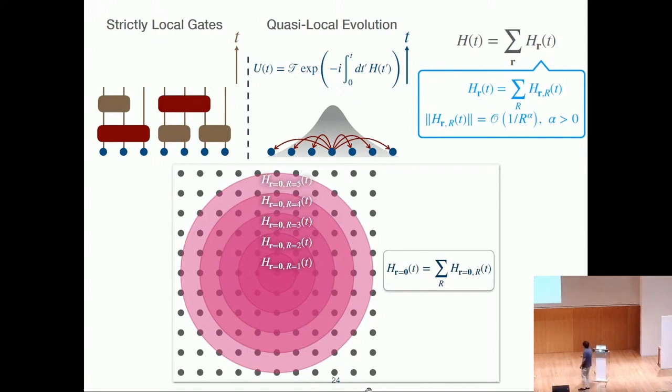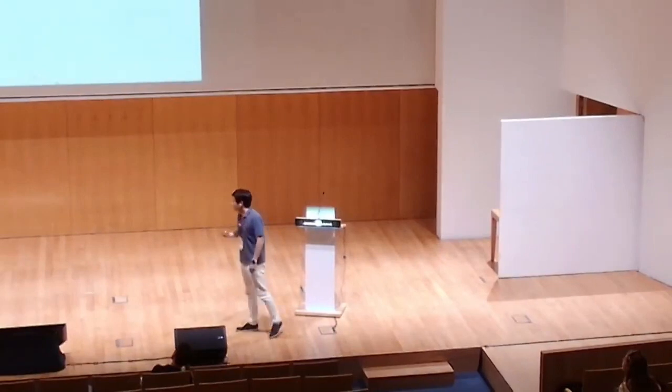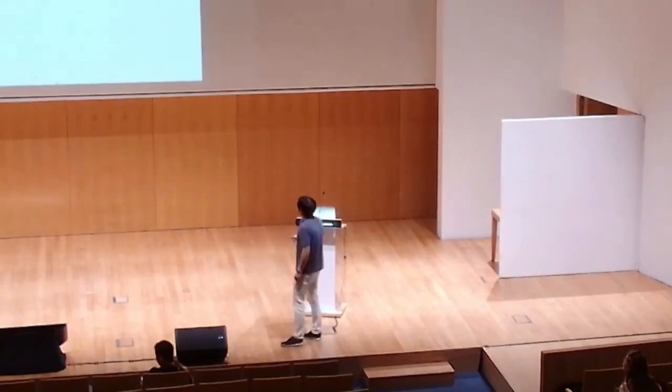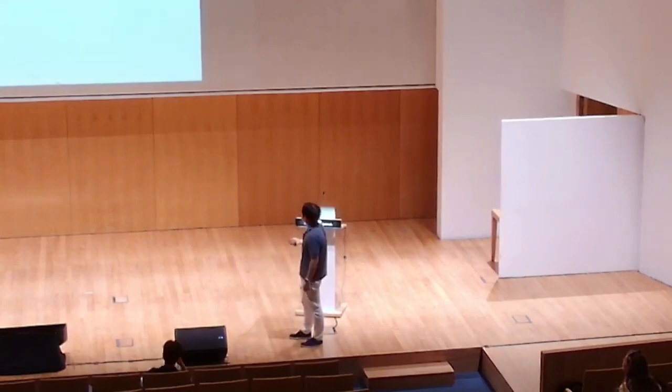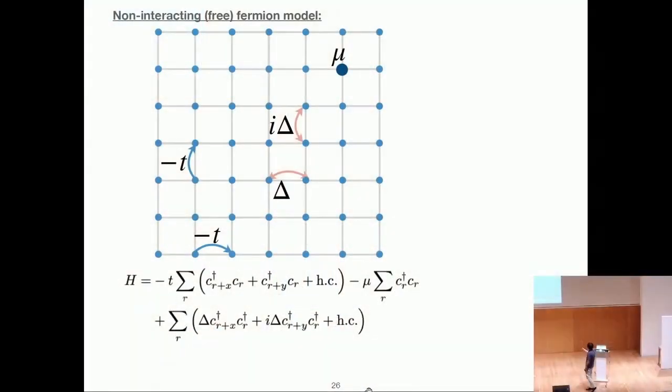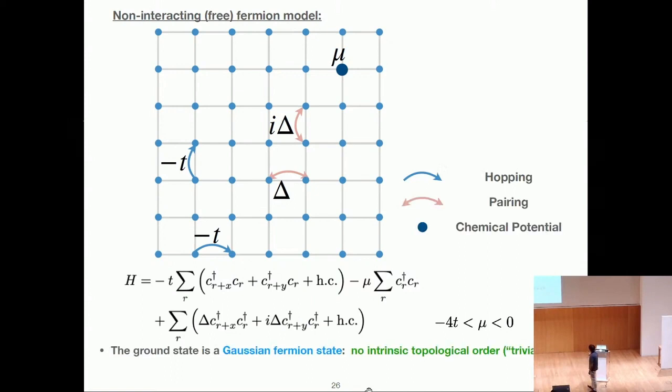So now we could consider first, instead of the chiral topological order, we apply such quasi-local evolution to a chiral topological state with no intrinsic topological order. So we consider this example of the p plus ip topological superconductor, which is defined with a non-interacting free fermion model, consisting of these hopping terms with coefficient t, and then also a pairing term with the gap delta, and there are additional chemical potential terms. So in a certain parameter region, it's a p-wave topological superconductor. The ground state is just a Gaussian fermion state. We know it's exactly solvable and it is pretty trivial. And we know there is no intrinsic topological order.